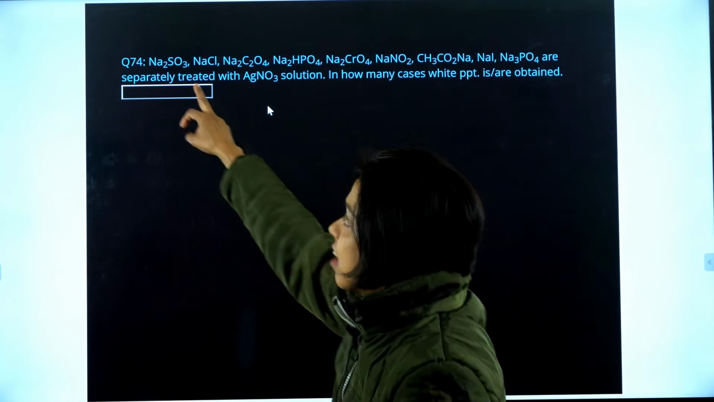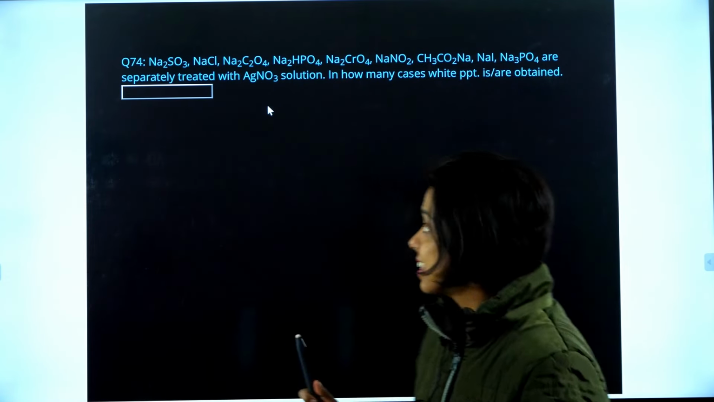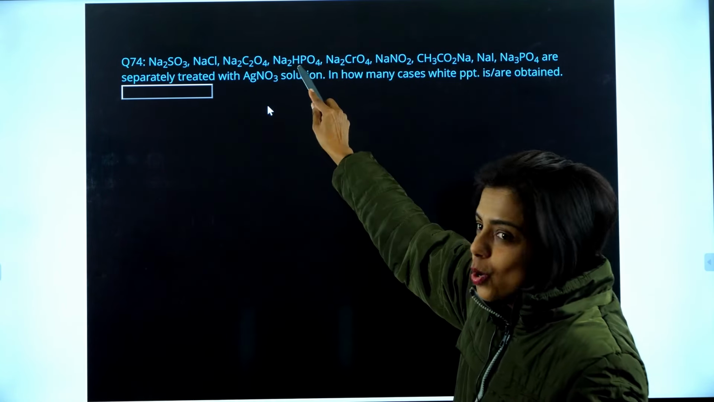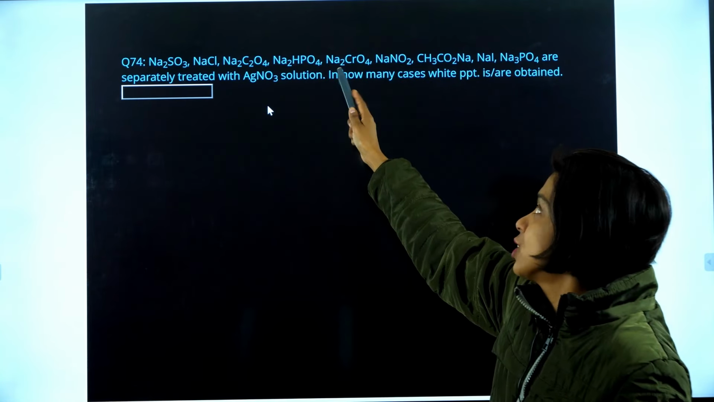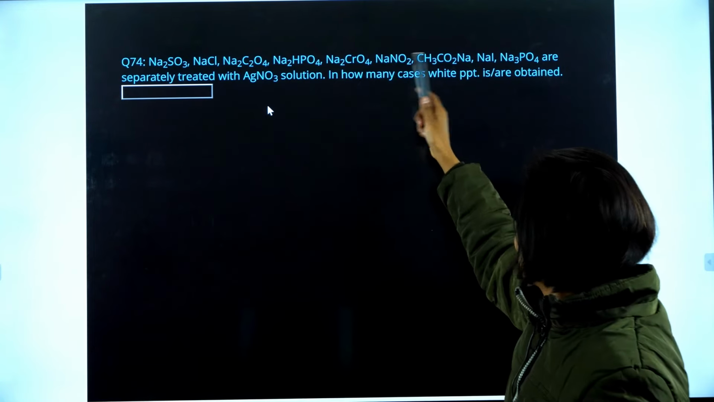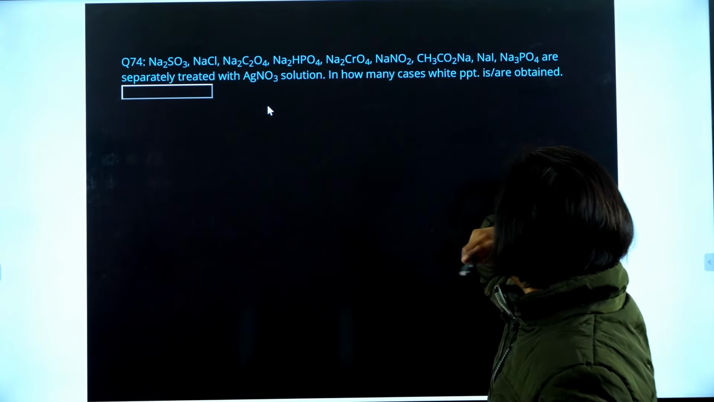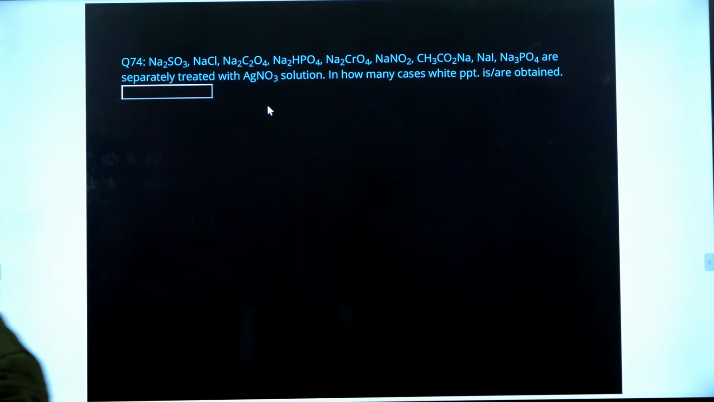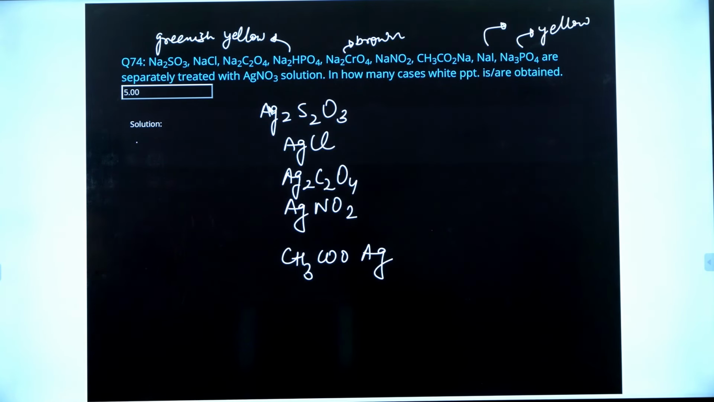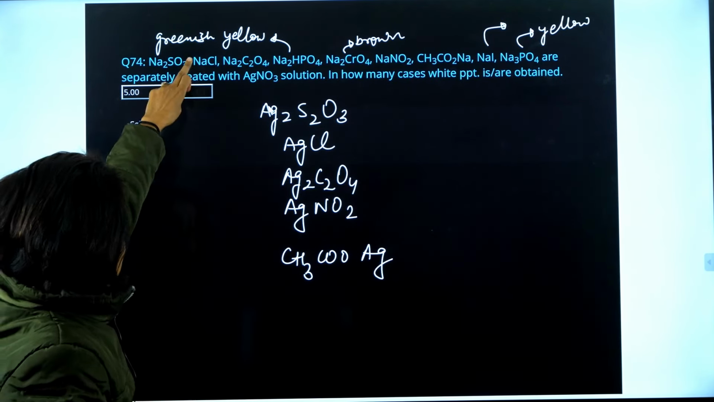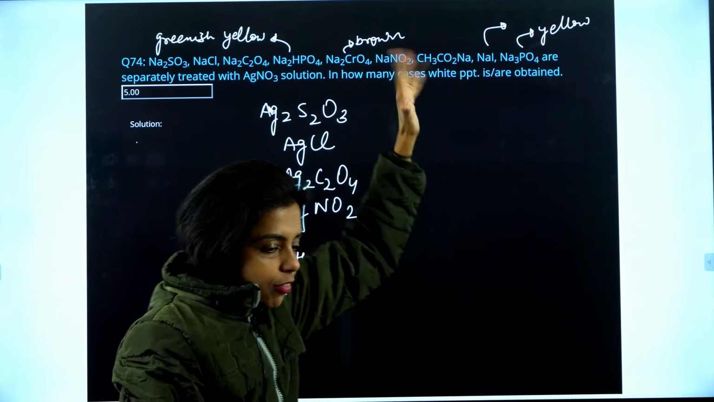So we have silver sulfite, which is white in color, AgCl white in color, silver oxalate white. This one is yellowish green, this is a brown precipitate, silver chromate. AgNO2 is white, silver acetate again white, AgI yellow precipitate, and phosphate is also a yellowish kind of precipitate. So how many of them will form white precipitates on adding AgNO3? The total count will be 5.